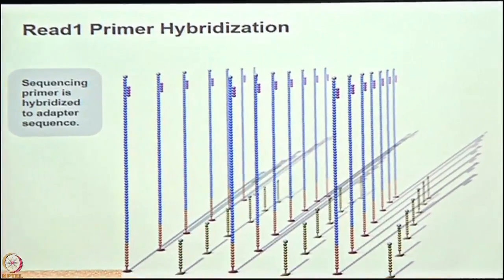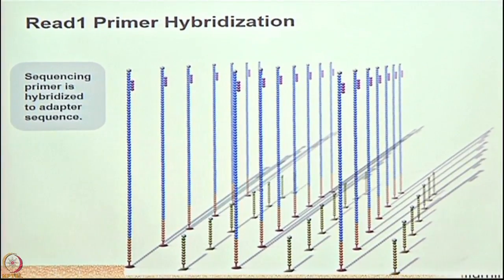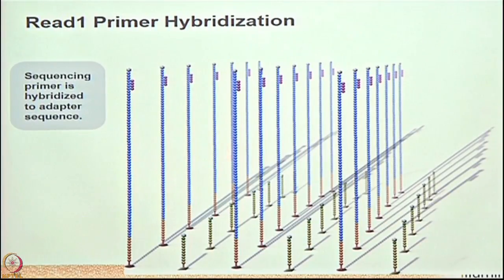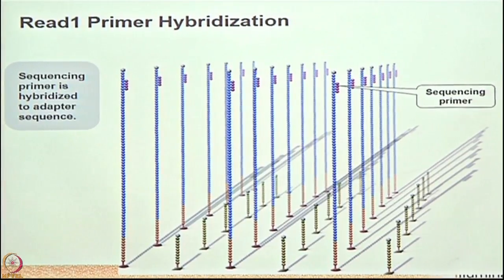You remember in the library I showed you a region, the RD1 region, which is meant for hybridization of the read-1 sequencing primer. So on the flow cell you now flow the read-1 sequencing primer. You can see that the primer goes and binds over there. Then we are set to go for the sequencing.